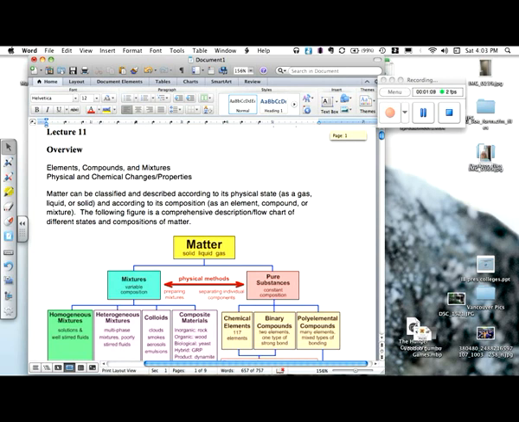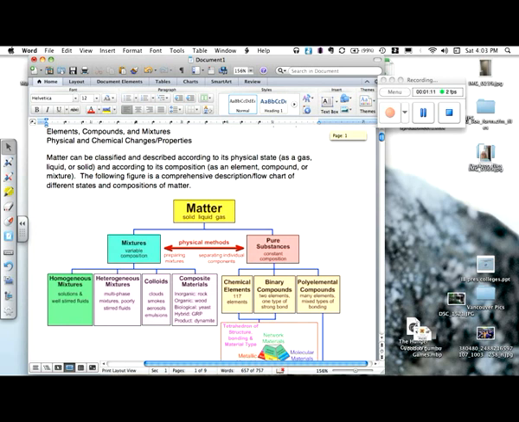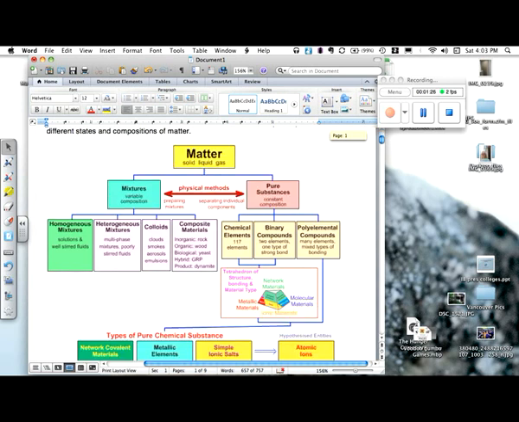So I've got a nice little flowchart here that shows how matter can be classified and described according to its physical state, solid, liquid, or gas, and we have touched on that before, and according to its composition, whether it's an element, a compound, or a mixture. So all matter is made up of particles, and it is the collection of those particles that we describe as mass. Mass is just really how many particles do you have?